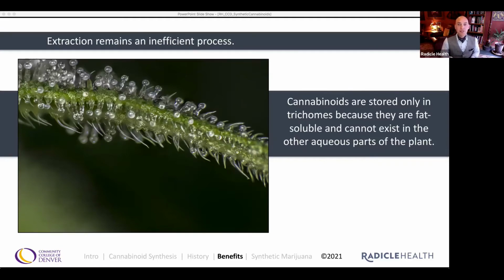When the plant matures, an extraction process is required to isolate the cannabinoids and remove all of the unwanted material, like chlorophylls and plant lipids and waxes. These are things that detract from the end product, detract from the user experience. And even though producers are getting really savvy about plant extraction, it still remains a pretty inefficient process.